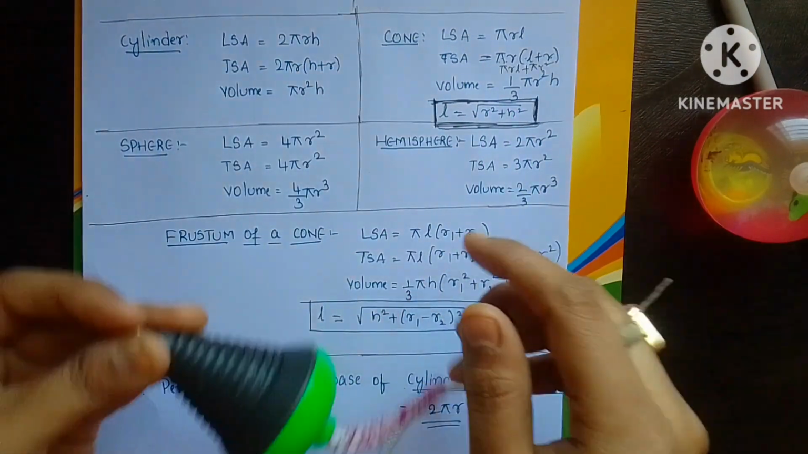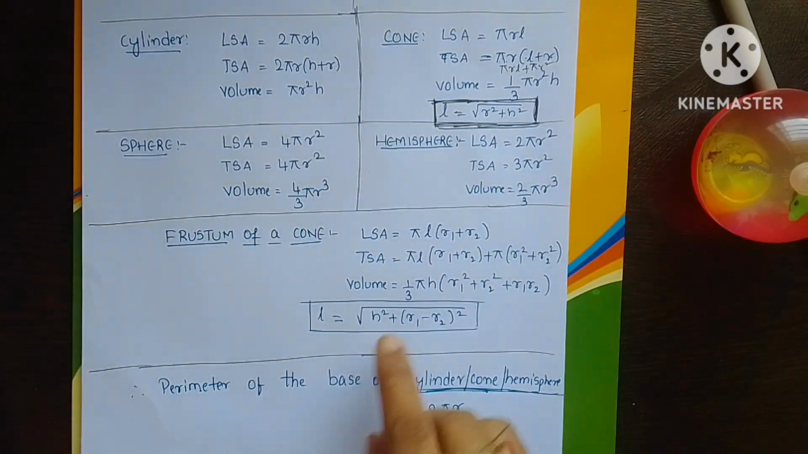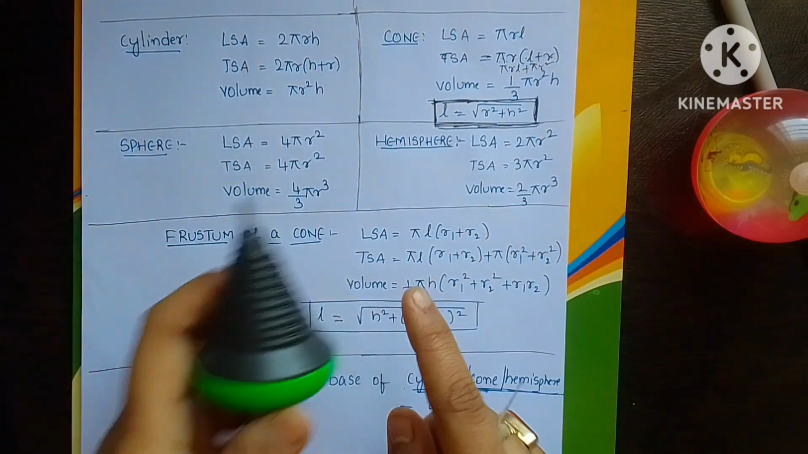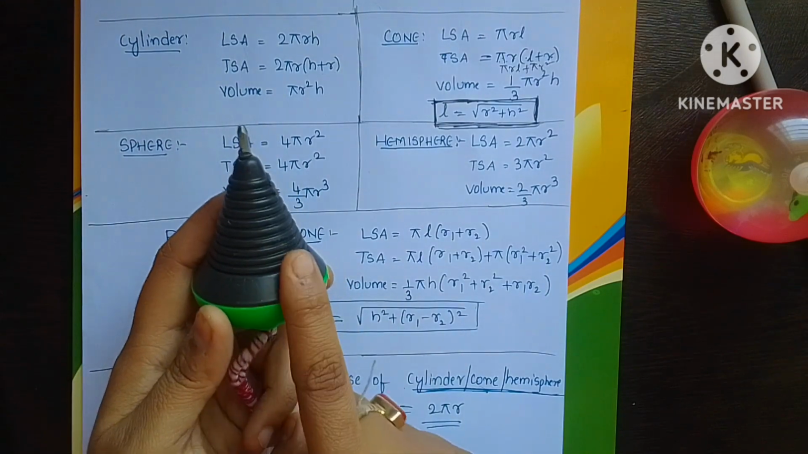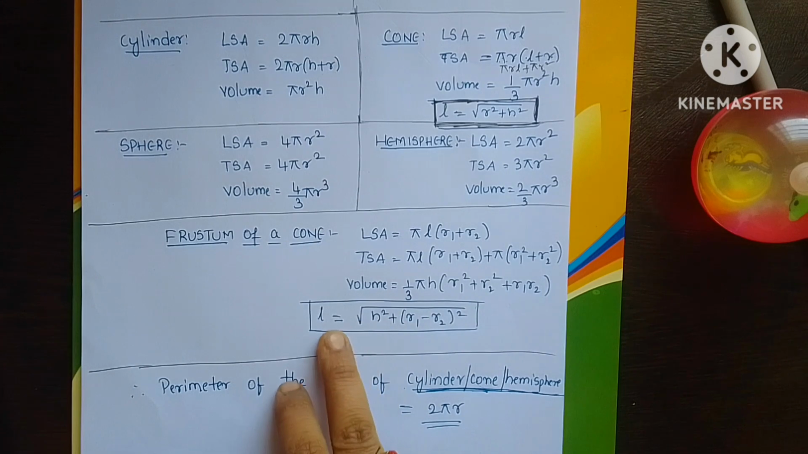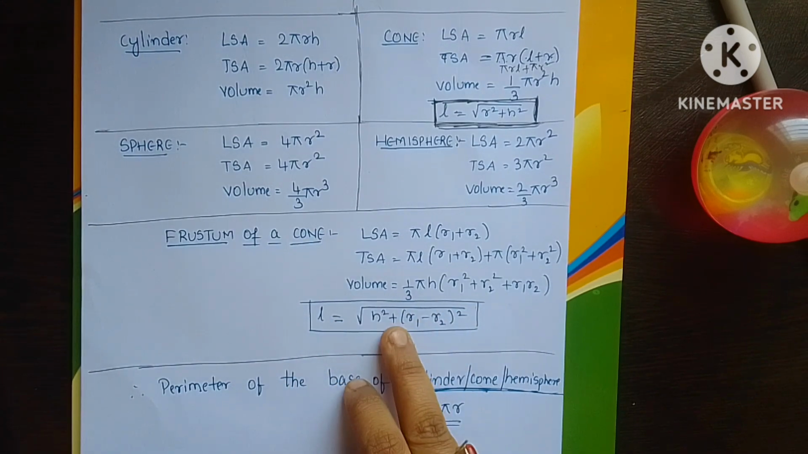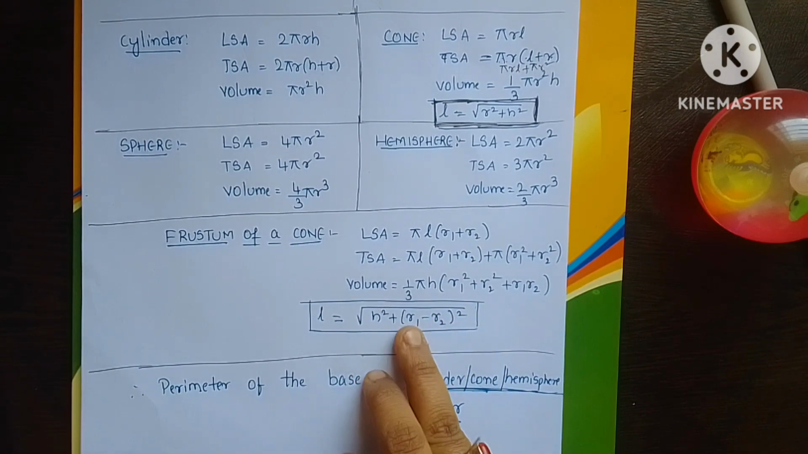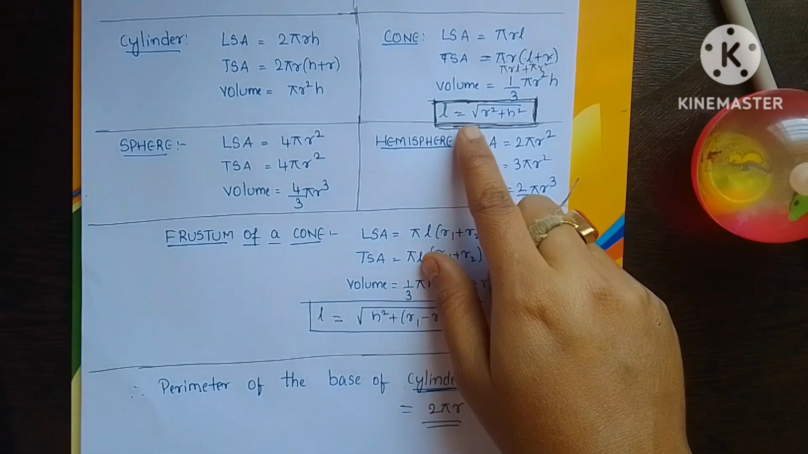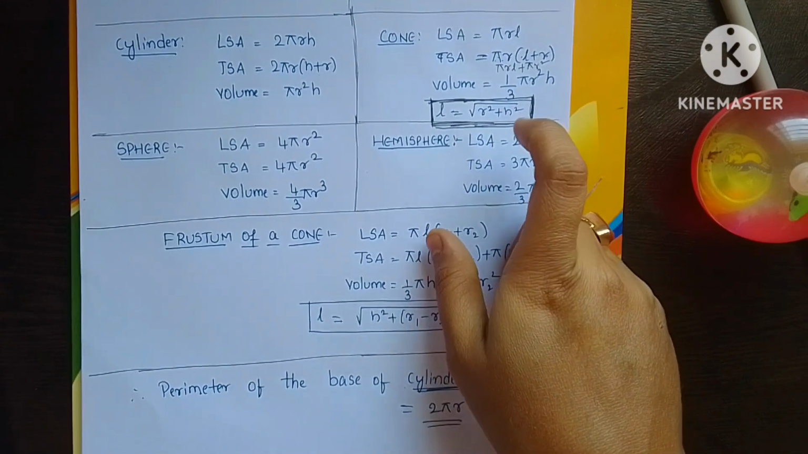Pi R1 square is the big circle, pi R2 square is the small circle, and the volume will be 1 by 3 pi h into R1 square plus R2 square plus R1 R2, and this L will be equal to the square root of h square plus R1 minus R2 whole square. Here, for the cone, the lateral surface is equal to the square root of R square plus H square.